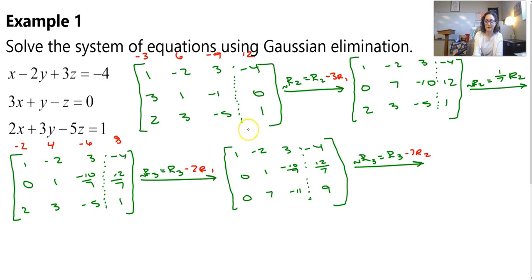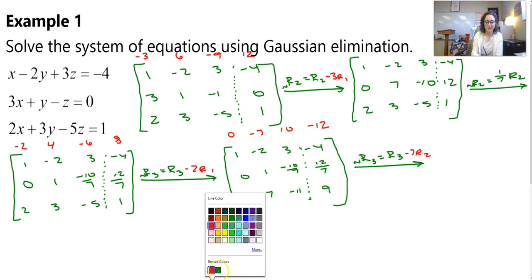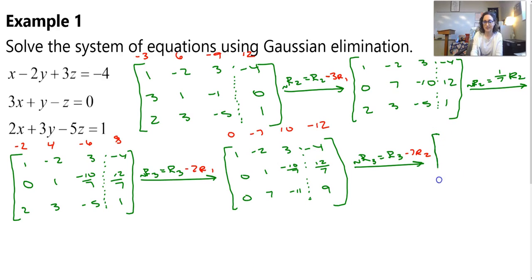Again, I'm going to write it up top for reference. So I'm going to take row 2, multiply by -7. So 0 times -7 is 0. 1 times -7 is -7. -10/7 times -7 is +10. And 12/7 times -7 is -12. Okay, let's write our next iteration.